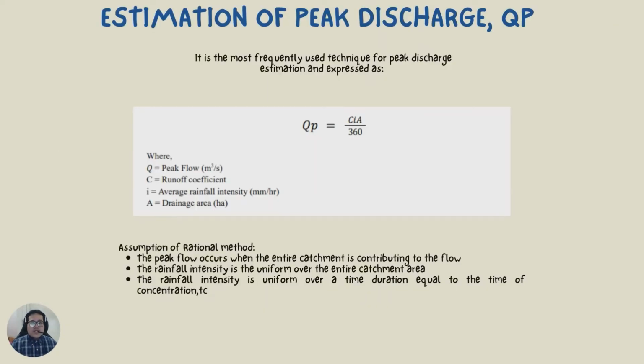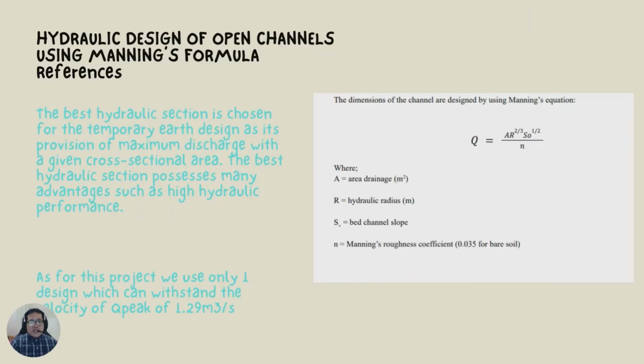So the last one is the QP. This is the most frequently used technique for peak discharge estimation and is expressed as QP equals CIA over 360. The assumption of the rational method is that the peak flow occurs when the entire catchment is contributing to the flow. The rainfall intensity is uniform over the entire catchment area. The rainfall intensity is uniform over a time duration equal to the time of concentration TC. So this is how we calculate the Q design, design of open channel using Manning's formula reference.